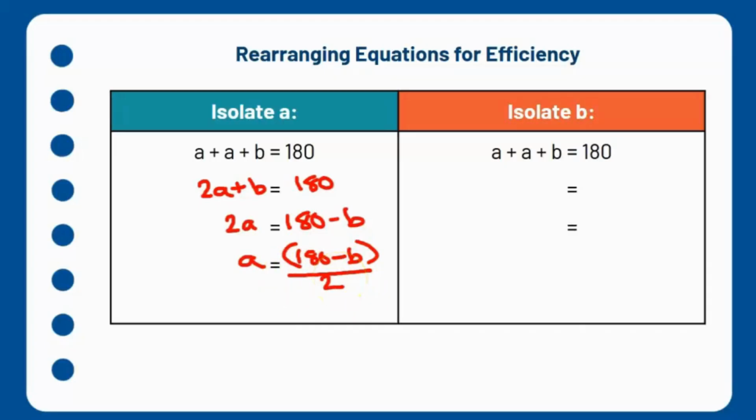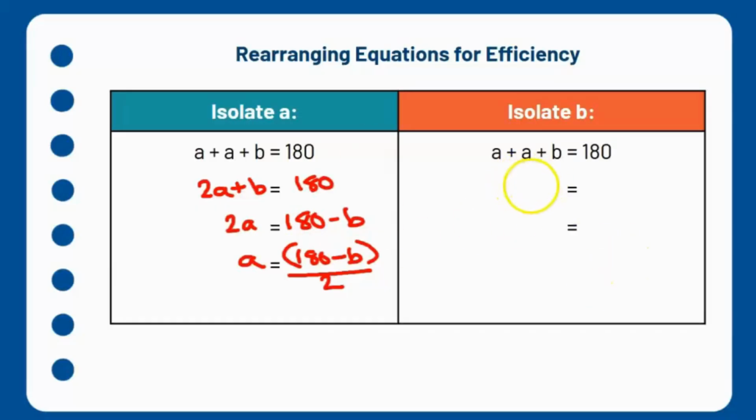This equation is equivalent to the first one. To find A, we can now simply substitute any value in for B into this equation and evaluate the expression on the right side. Likewise, we can rewrite an equivalent equation to make it easier to find B when we know A. Let's rearrange the equation in the right column to isolate for B.